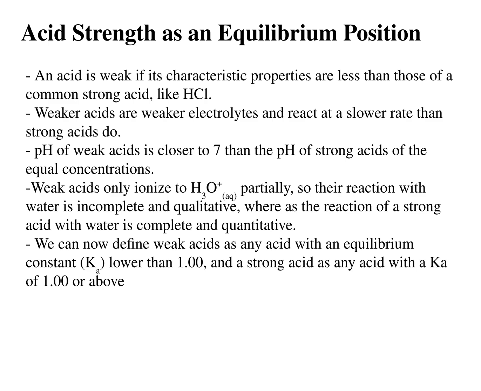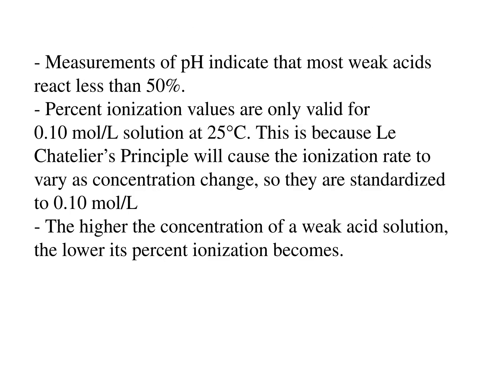Weak acids will have Ka values that are lower than 1, and strong acids have Ka values that are much higher than 1. And you can actually see this on the very right-hand side of your acid-base table. The vast majority of weak acids will react less than 50%. We can calculate percent ionization values as well, but percent ionization has to be standardized at 1/10 of a mole per liter and at 25 degrees Celsius.